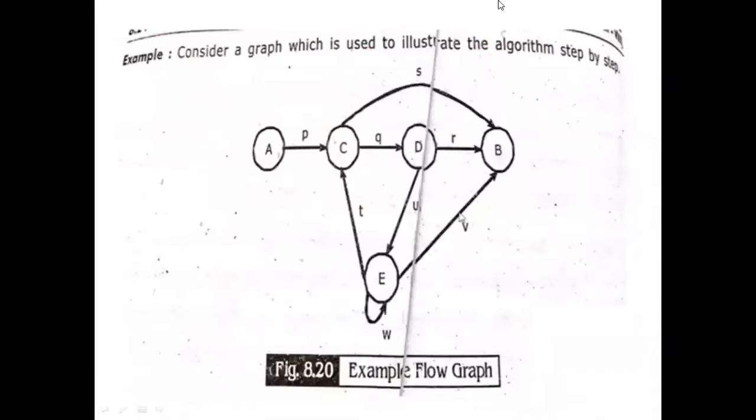So consider this graph. These are the nodes A, C, D, B, E. And these are the transitions P, Q, R, S, T, U, V, and W. Now we are going to apply the node reduction algorithm.